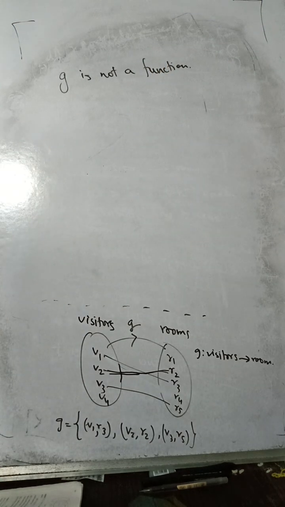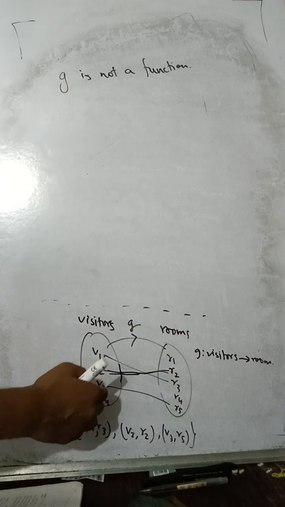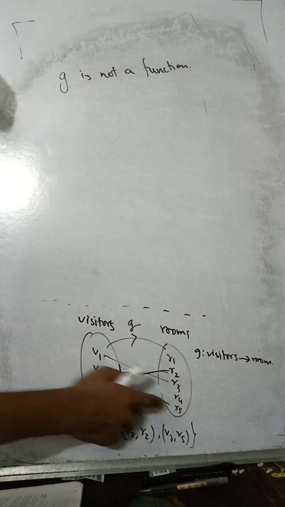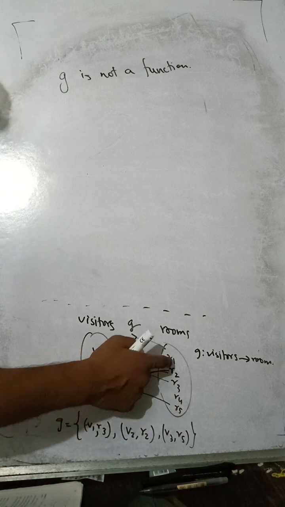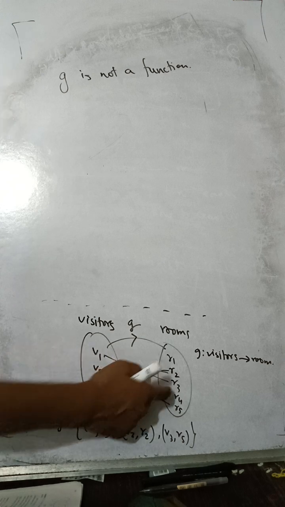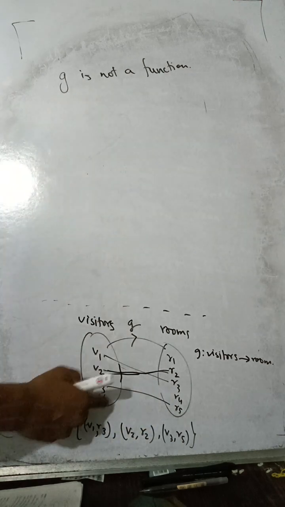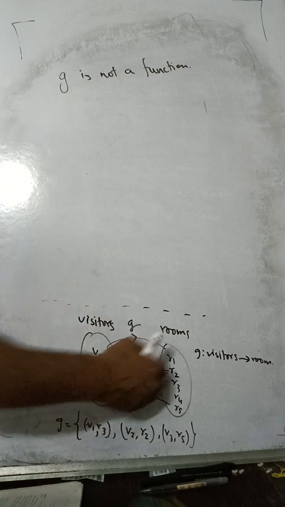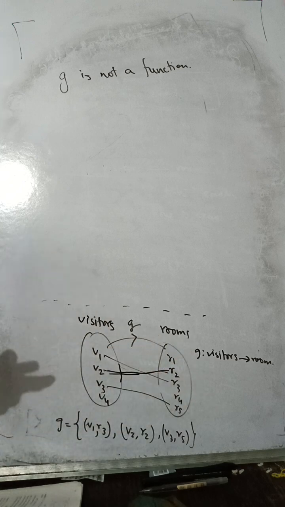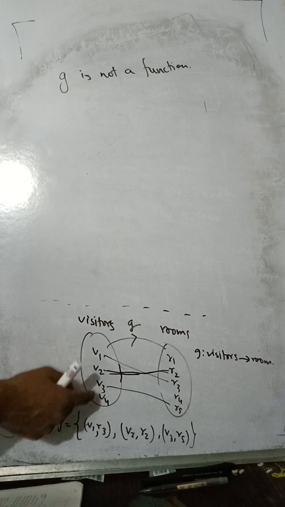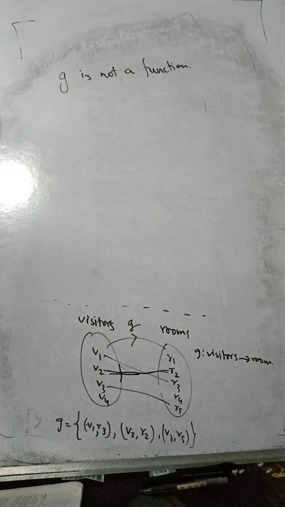Because, look, this fourth element, V4, is not moving into any room. For becoming a function, everyone must have a pre-image, but exactly one image. So V3 has an image of R5, V2 has an image of R2, V1 has an image of R3, but V4 has no image. So everyone must have an image, but exactly one image. Therefore G is not a function here. So this is the idea of a function.